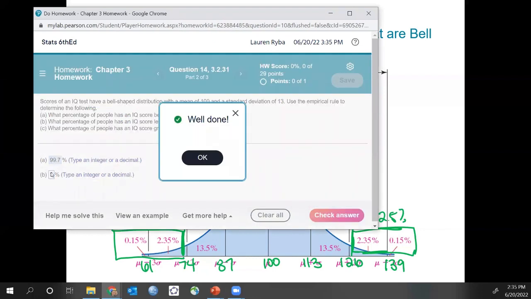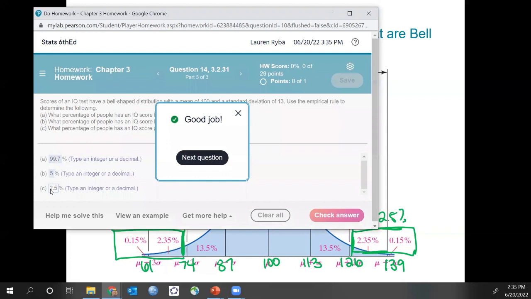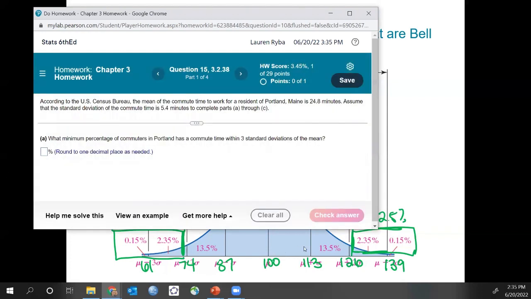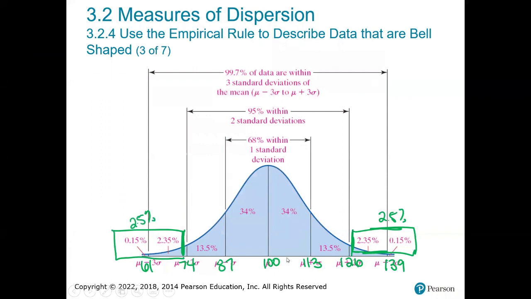And then the last one is what percentage of people have an IQ greater than 126? Well, we actually already have that marked here. That's 2.5%. So 2.5%. Ta-da! And you are done. So the biggest thing is just to get comfortable with this graph here, and know how to go up your 3 standard deviations and back your 3 standard deviations. This is the same for every single bell curve we are going to work with here.